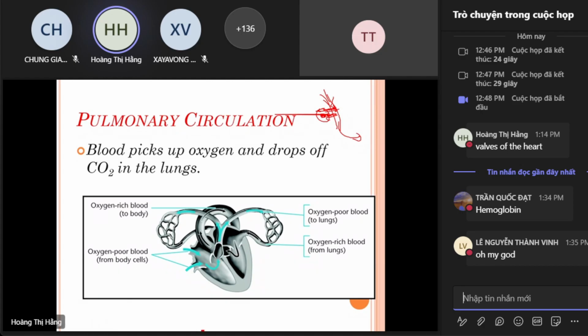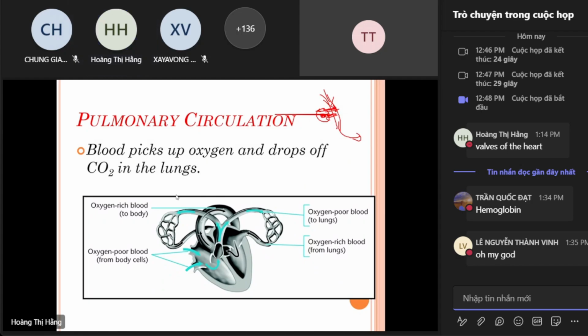Hemoglobin in the blood helps to trap oxygen. It doesn't release oxygen until the blood is transferred to cells of the body to nourish the cells. Okay? That's it. Thanks to hemoglobin in the capillary. Rồi, một câu tiếp theo.